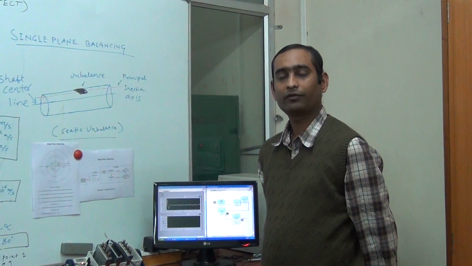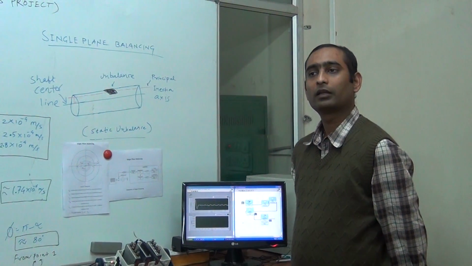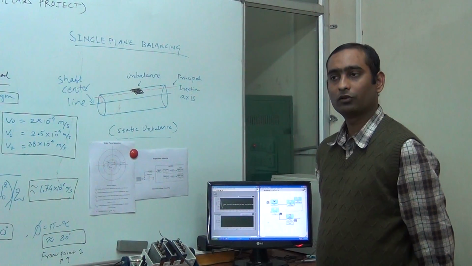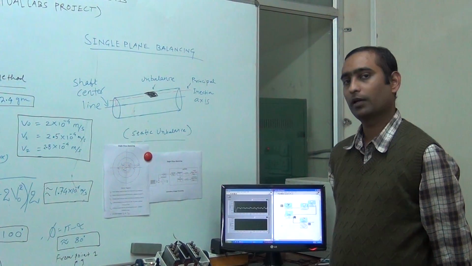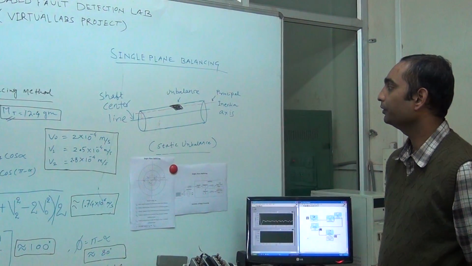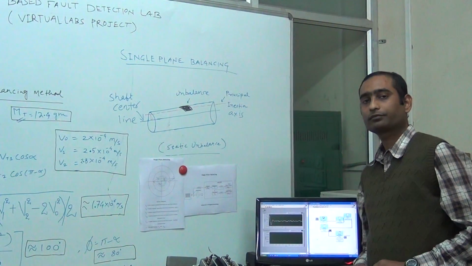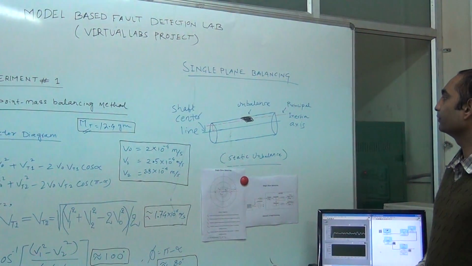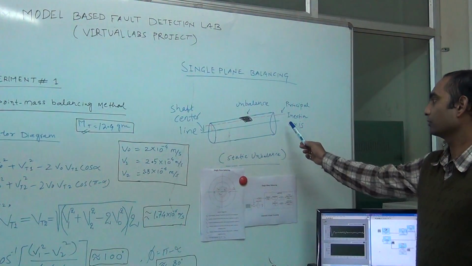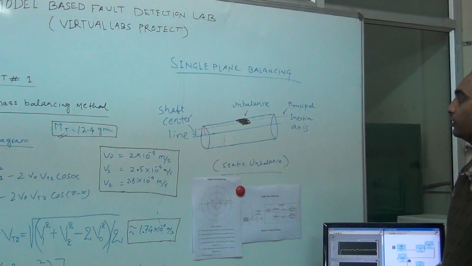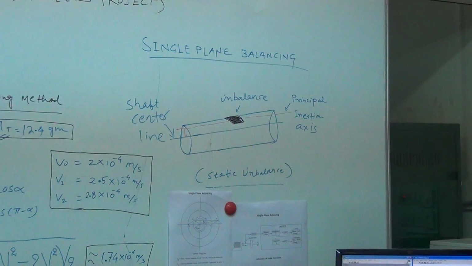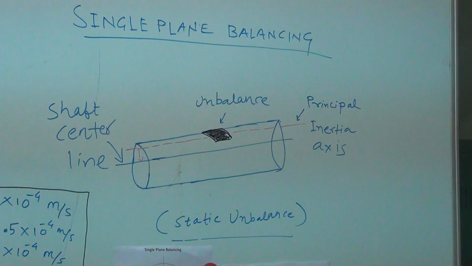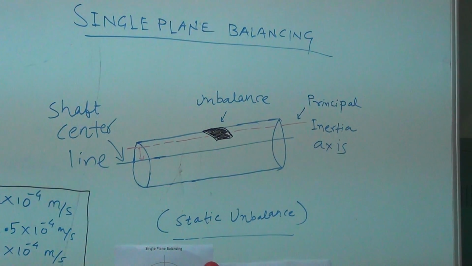So today we are doing the single plane balancing, so that is related to the static balancing, static unbalance. So let us know about what is the static unbalance. Okay, now come to the board. As it is shown here, when this principal inertia axis, which is shown by the red line, rotates parallelly to the shaft center line, then this condition is called the static unbalance condition.